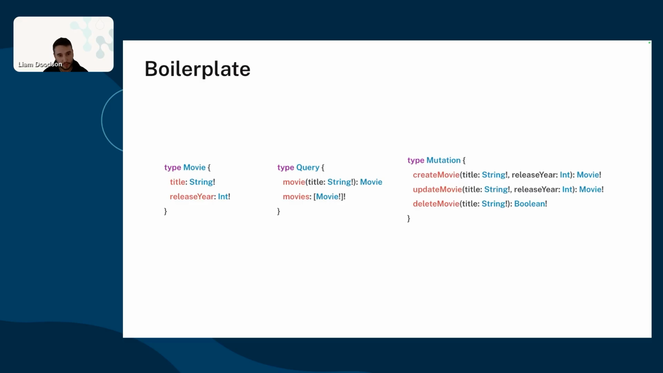Even for that very simple example I've given, you can see I've defined that type Movie. I've also had to define how you can get it from the database. So I've said you can get a single movie by giving us the title, and if we find it, we'll return it to you. Or you can fetch all the movies from this API. And then, as with lots of APIs, you probably want some CRUD operations, so here I've defined some to create, update, and delete a movie.